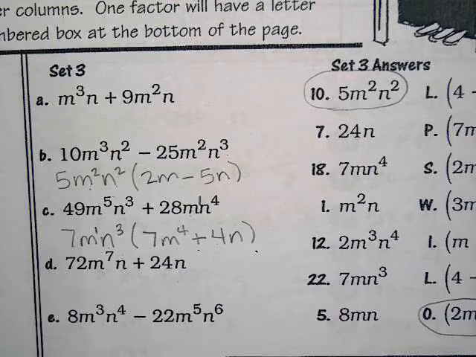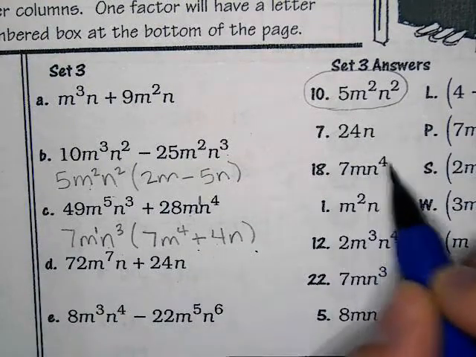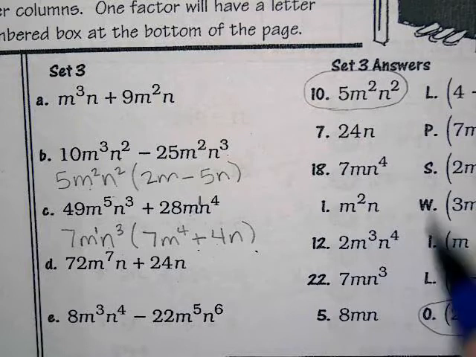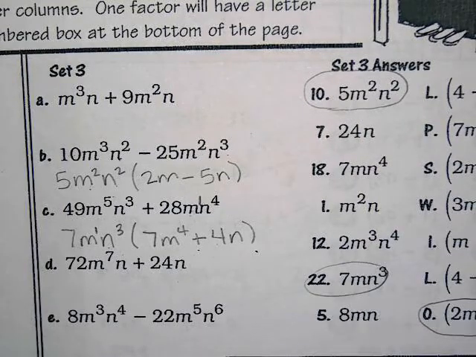So this is box 18. 7m n. Nope. Box 22. 7m n to the 3rd. Box 22. And the answer is P. Box 22, put a P in it. Okay.